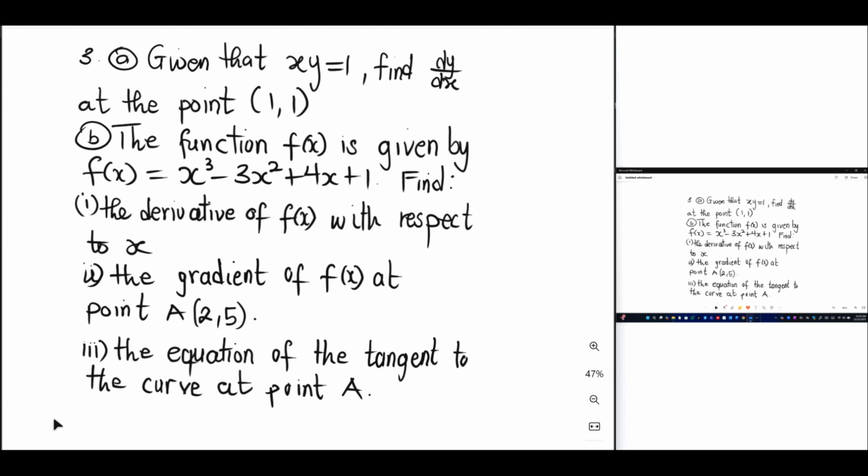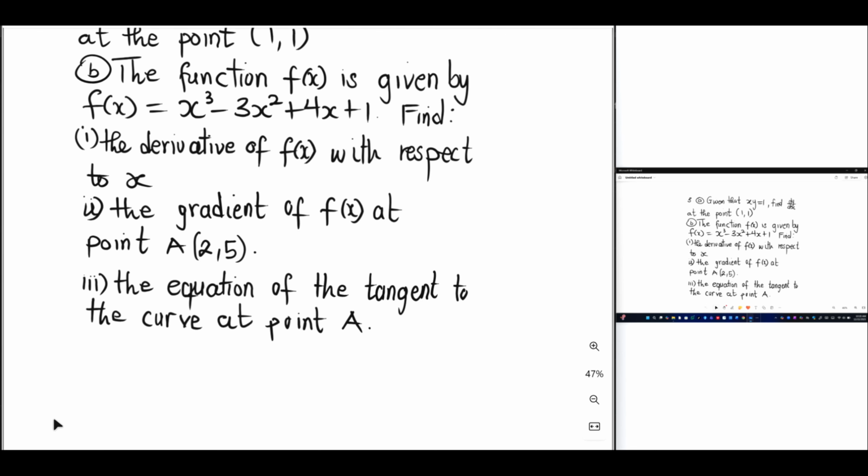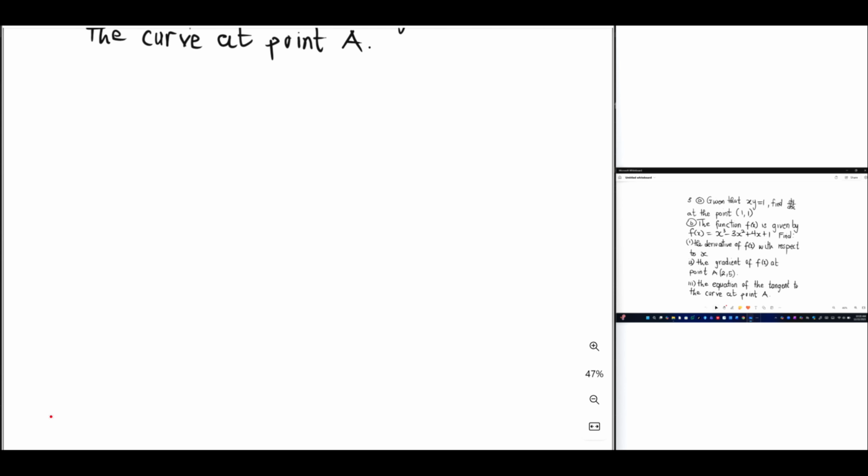Given that xy is equal to 1, find dy/dx at the point with coordinate (1, 1). So we are to find the gradient of the given curve at the point where the coordinate of x is 1 and the coordinate of y is also 1. Alright, so let us start work.